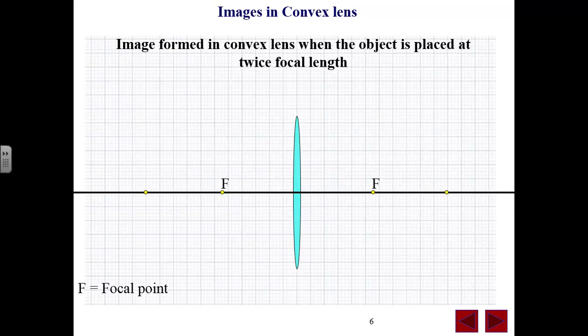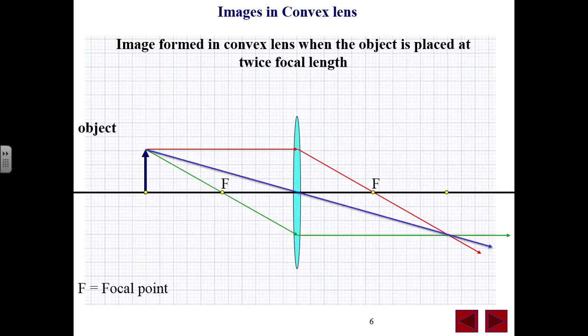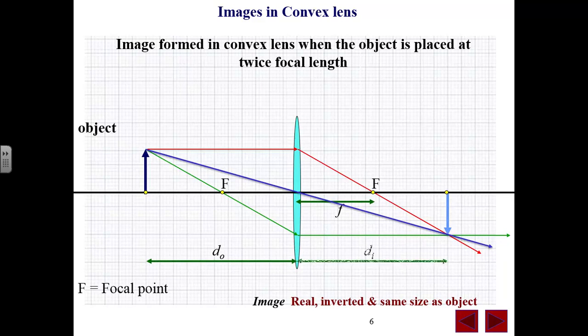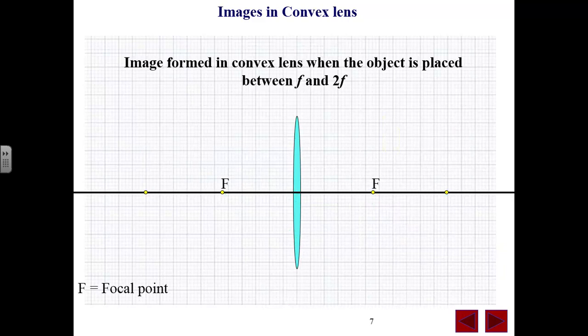Let's put the object exactly at twice the focal length and see what happens. So we draw our three rays. There's parallel, refract through the focal point, refract parallel, straight through the center, and you get an image that is real, inverted, but the same size. We can come up with the same three variables and the same relationship holds true.